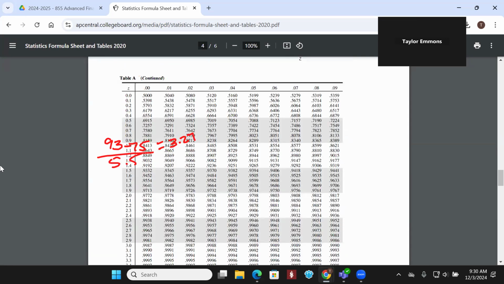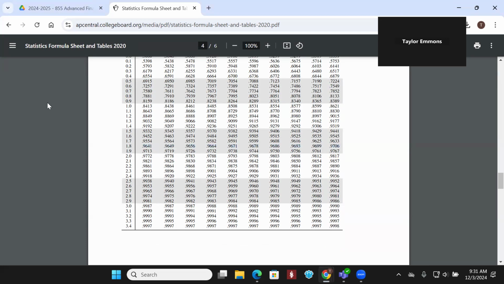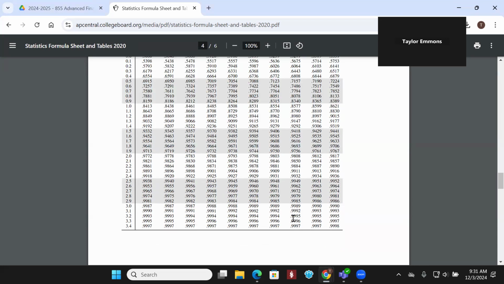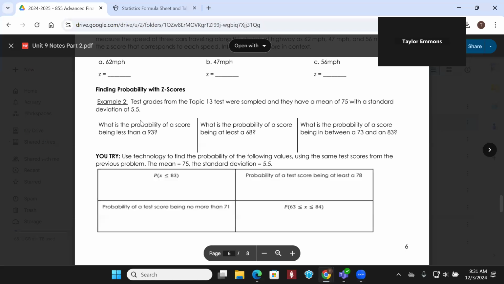Okay, it's 3.27. Looking down here, you're going to look for 3.2, and then you're going to go over to 0.07. We're going to go down to 3.2 and over to 0.07. You read the 0.07 up at the top. I'm going to give you a hard copy in just a second. This is going to give you 0.9995. Yes, once you get to that level, yes.